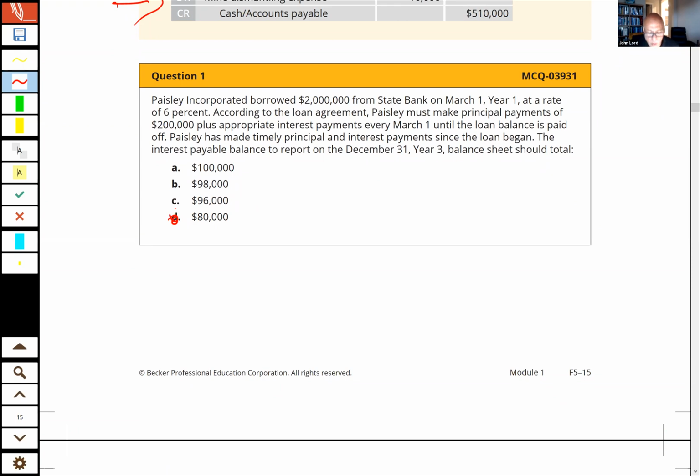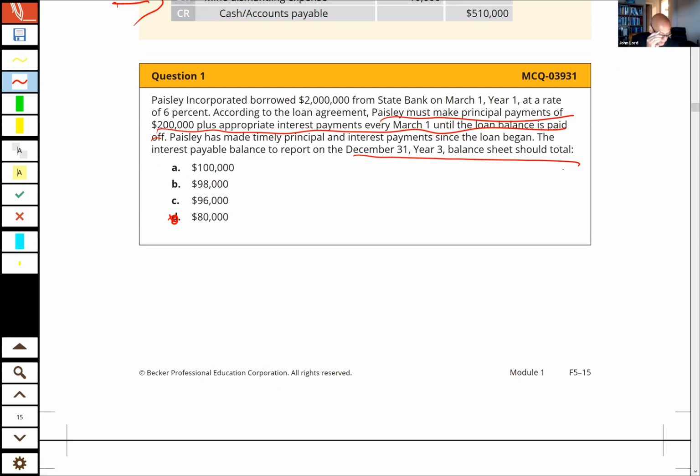Paisley Incorporated borrowed $2 million from State Bank on March 1st, year one, at a rate of 6%. According to the loan agreement, Paisley must pay principal payments of $200,000 plus appropriate interest every March 1st until the loan balance is paid off. Paisley has made timely principal and interest payments since the loan began, and they want to know what the balance should be at December 31st, year three.